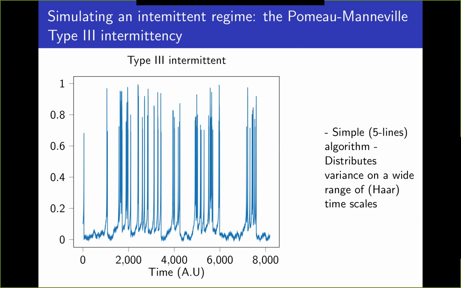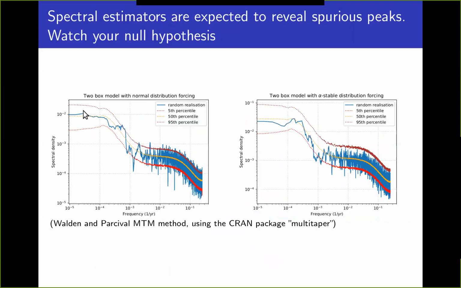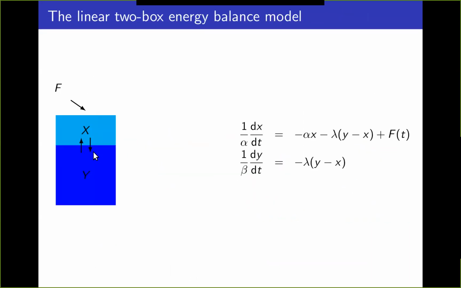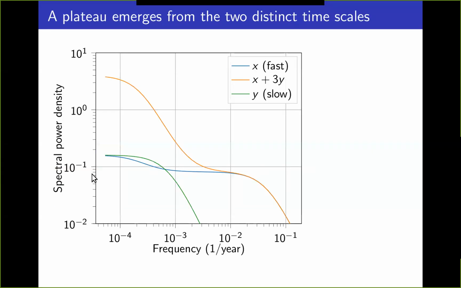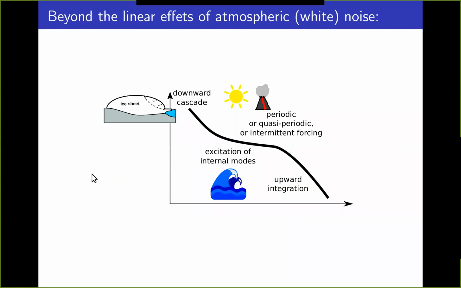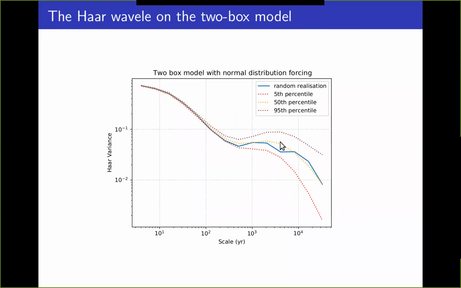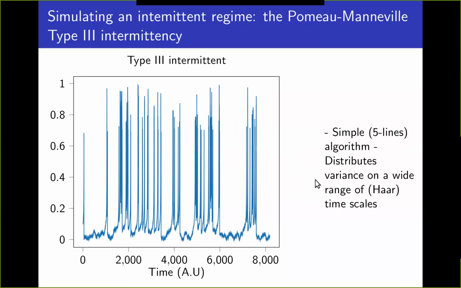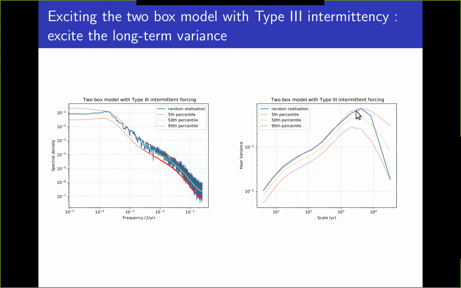So if you put it into the toolbox model, what it does is that basically it excites the fast box, but it talks also to the slow box. And what we will see is that it actually effectively produces a lot of low time scale variability. So this is what happens here. Remember, this is the Haar wavelet we got with the random forcing. This is the Haar wavelet we got with intermittent forcing. So it's a completely different shape.